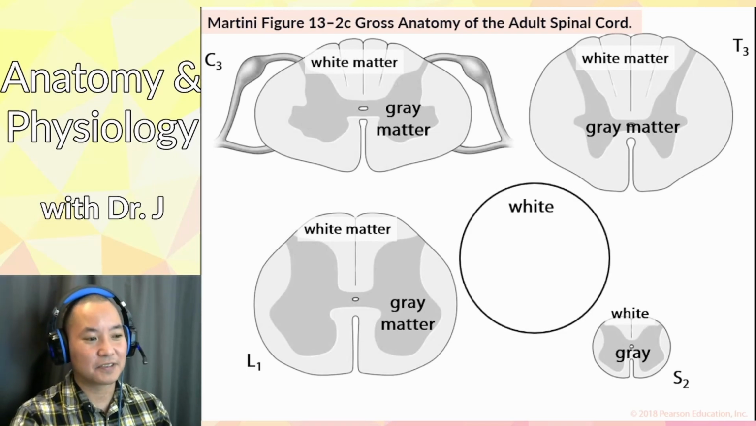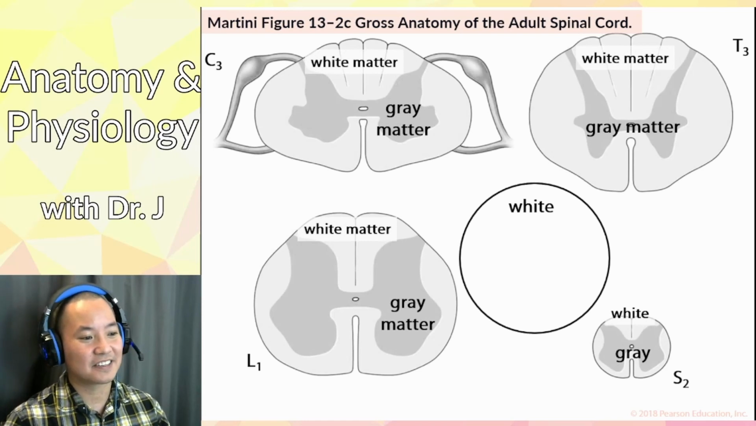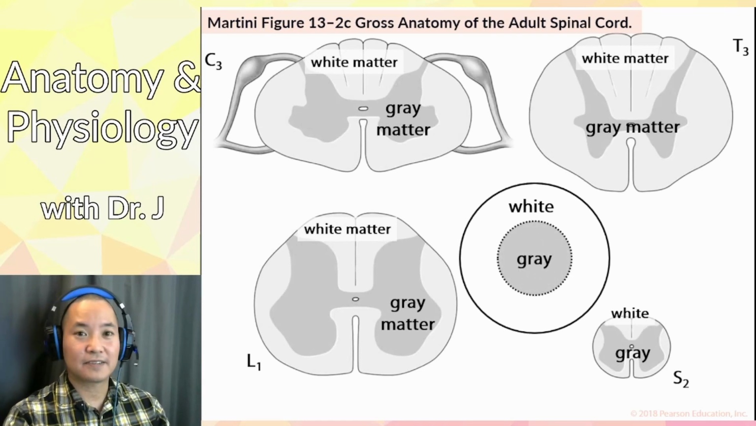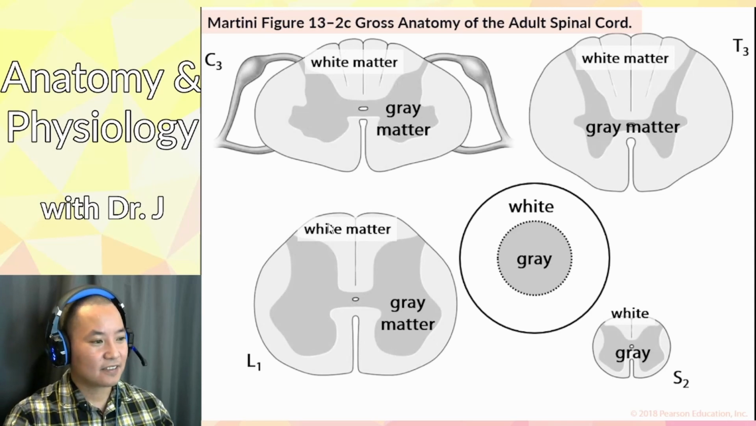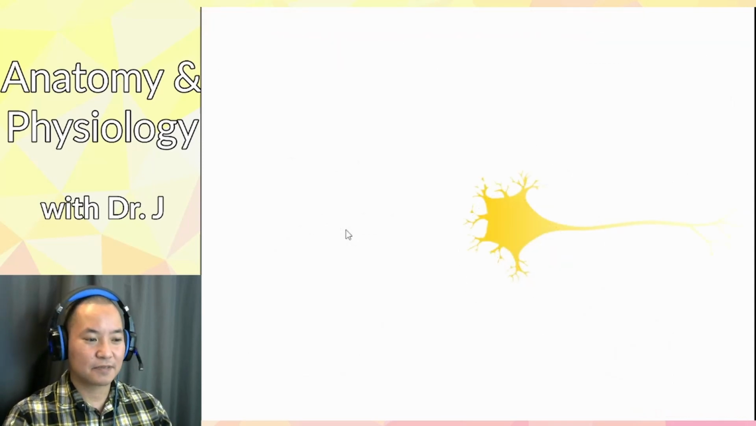So in general, even though there's no section that looks completely like this, white matter for the spinal cord is on the outside, gray matter on the inside. Now, why is that? Well, again, remember our general neuronal anatomy. So neurons have our dendrites, our cell bodies, our axons, and our axon terminals.